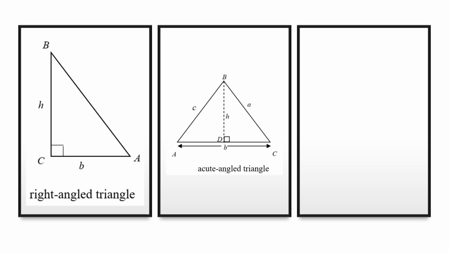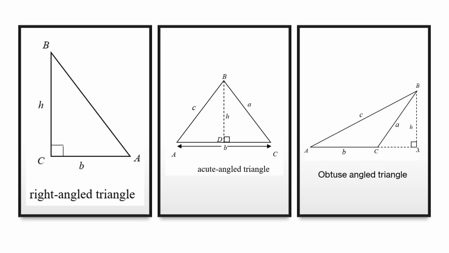Right, let's look at the different types of triangles that we've come across. Let's start off with the right angle triangle and the acute angle triangle. The acute angle triangle means that each angle in the triangle is less than 90 degrees but more than 0 degrees. And of course, the obtuse angle triangle. It's called an obtuse angle triangle because one of the angles, ACB, is more than 90 but less than 180. So for these three different types of triangle, because we're given the base and the perpendicular height, we can find the area of the triangle using the formula half times base times height.